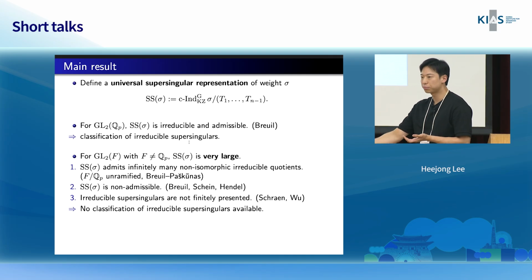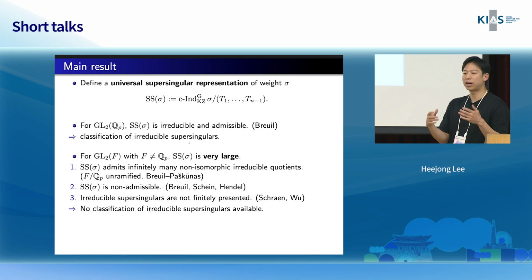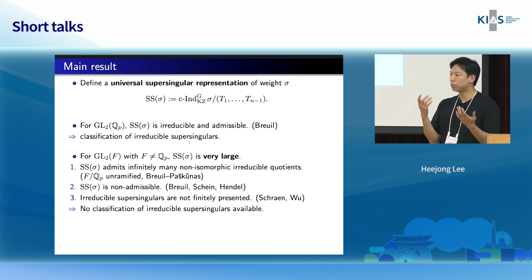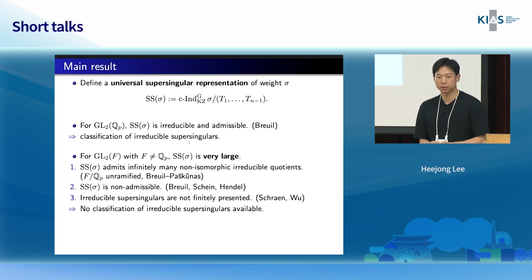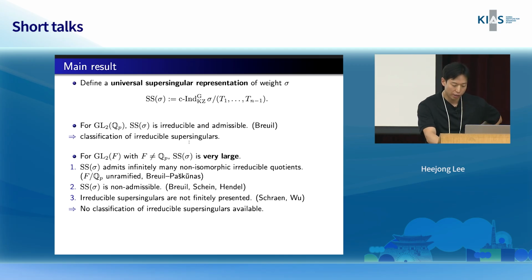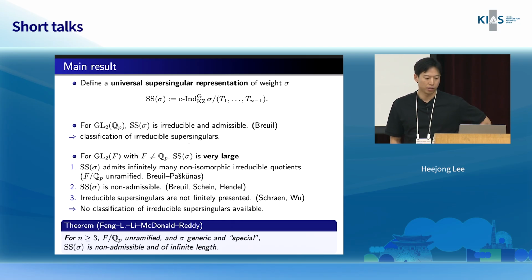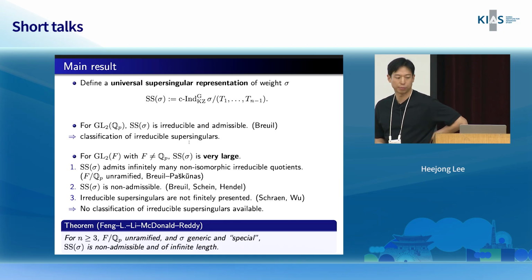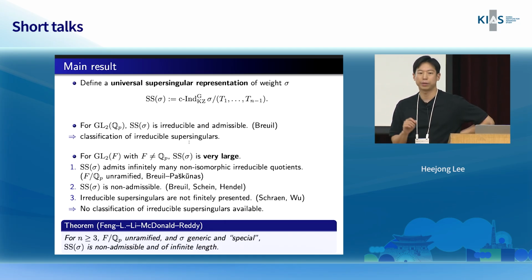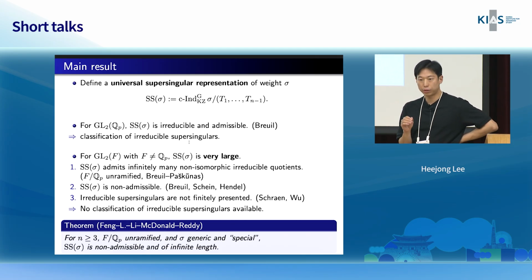And it's also non-admissible. And it is known that irreducible supersingulars are not finitely presented. Because of all these difficulties, there's no classification of irreducible supersingulars available at this moment beyond GL2(Qp). And our result generalizes this to GLn under certain technical condition on the set of weights sigma that I call special, and I'll comment more on this technical condition. Unfortunately, this condition is quite restrictive.